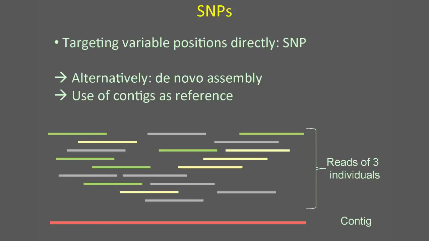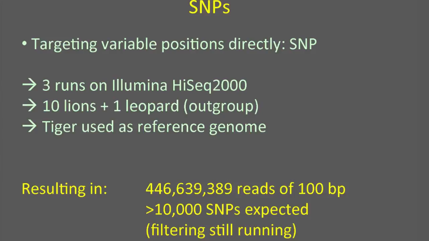The only drawback is that doing a de novo assembly is very intensive for the computer, so you need a very good computer structure, a computer cluster, to run this kind of analysis on. To give an idea about the amount of data you get from doing this, I mentioned we did 3 runs with 10 lions and one leopard. And this resulted in almost 4.5 million DNA reads of 100 base pairs. So this is quite a lot of information.